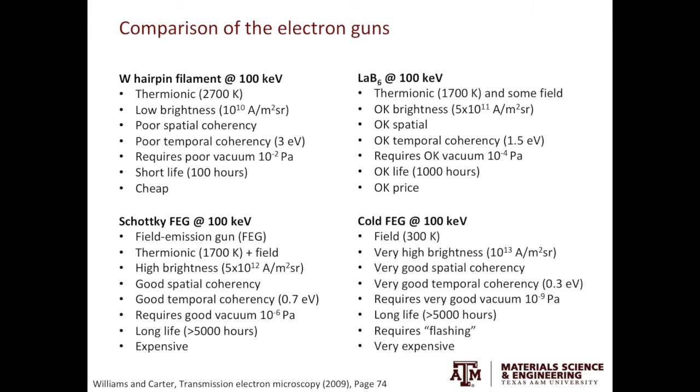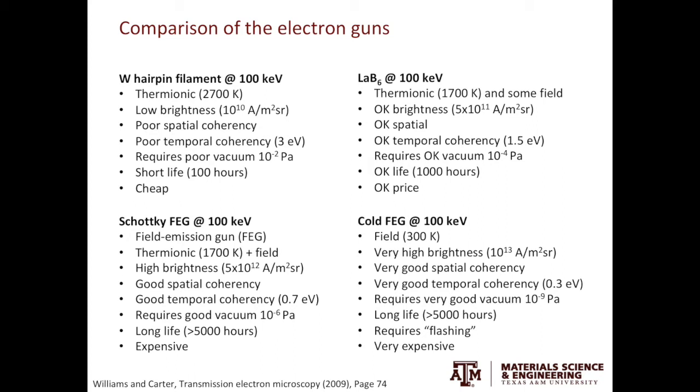The last type of source is the cold FEG. It is called cold FEG because it works at room temperature, so there's no heating required. This type of source gives you the best brightness and the best spatial coherency and temporal coherency. It also requires a very good vacuum, which means very expensive vacuum system. Since the electron source works at room temperature, dirt may deposit on the tip surface. The user needs to perform a process called flashing to get rid of the contamination. The cold FEG sources are very expensive, so definitely don't break them.